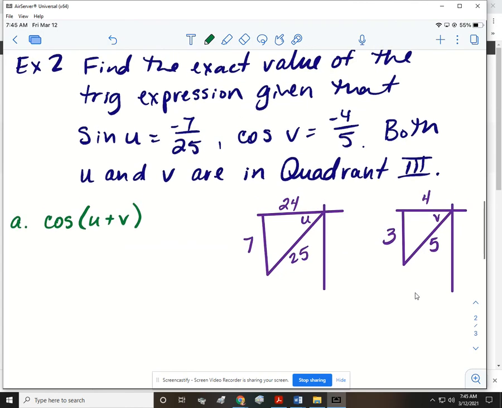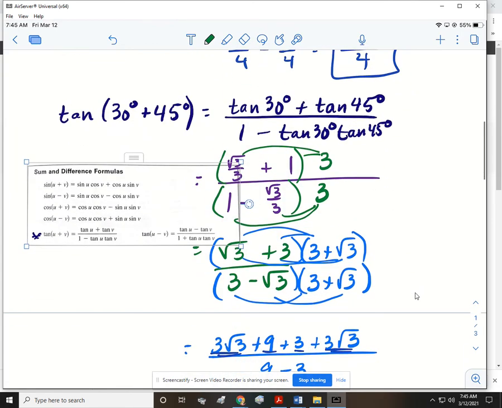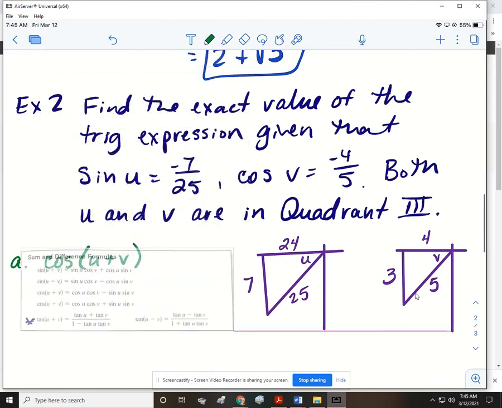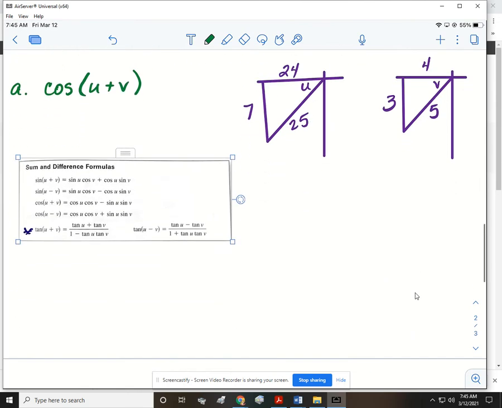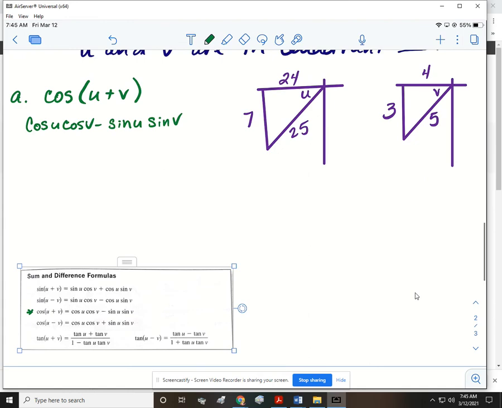All right, and so what we would need to do, I'm going to grab my formulas. Basically, all we need to do is just write down the formula. So cosine of u plus v is this one. So it's going to be cosine of u cosine of v minus sine of u sine of v. And I have to be careful because a lot of times my u's and v's look like the same letter. So make sure you can distinguish between them.